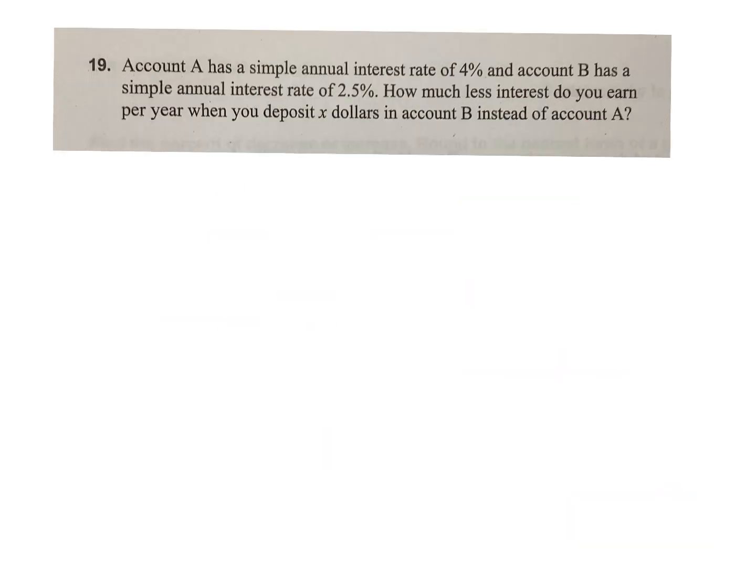Number 19, it says account A has a simple annual interest rate of 4%, and account B has a simple interest rate of 2.5%. How much less interest do you earn per year when you deposit X dollars in account B instead of account A? So I know my formula is I, that is interest, equals principal times rate times time.